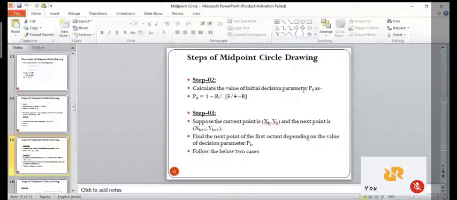In this step 2, as you can see in the slide, I have given two formulas. One formula is 1 minus r, which is right, and the other is 5 by 4 minus r, which is also right. If you refer to any textbook, some might have this formula, some might have the other.